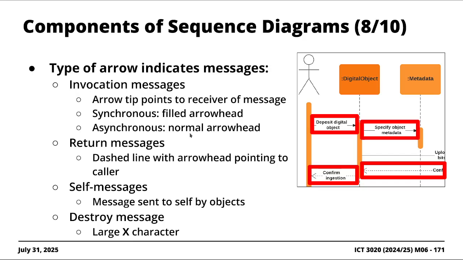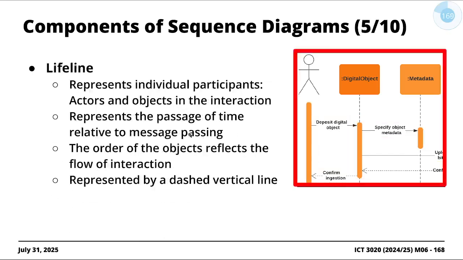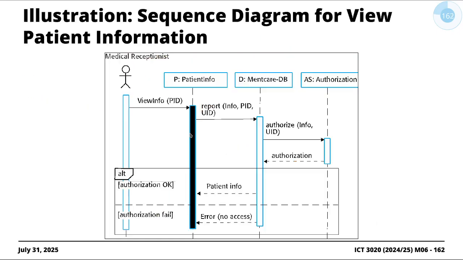You also have so-called return messages. And the idea behind the return message is simple. You are indicating the result. An invocation method is you are sending an instruction: I want you to do this, right? So if we go back here, in this particular case, this actor is saying to patient info, I want you to call this method view info. This is what I want you to do.